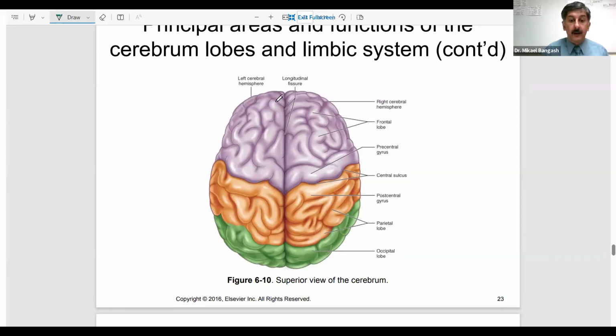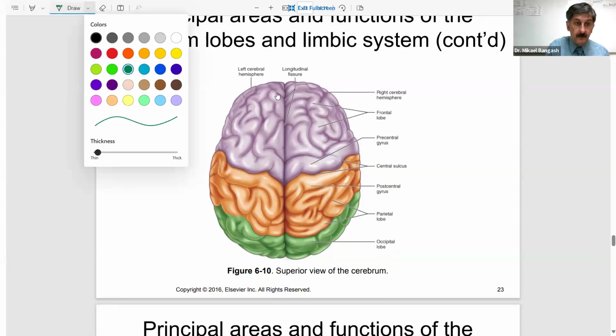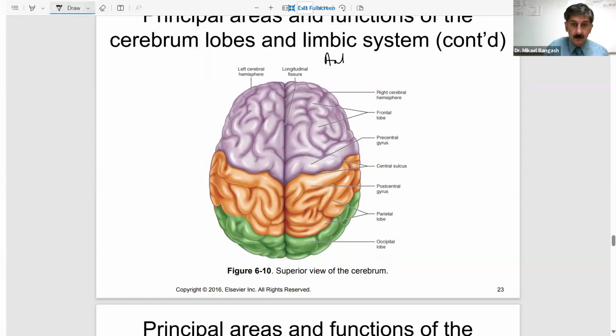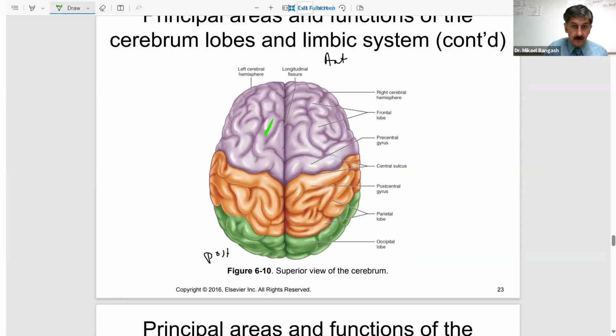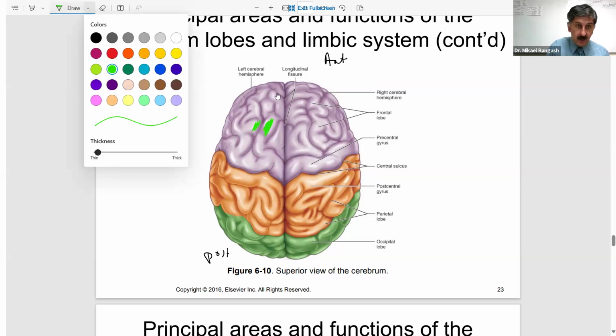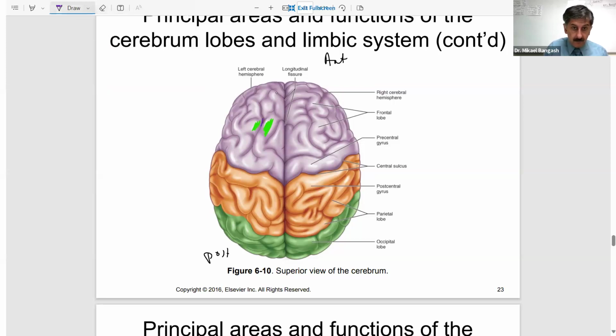here we are looking at the brain from above. Just so you guys are not confused. This is anterior. This is posterior. So if you look at the brain, if this here was a gyrus, and this here was a gyrus, what we had in between two gyri was going to be a sulcus.